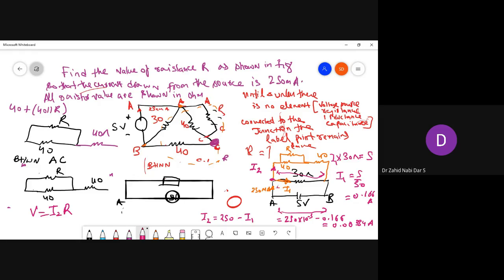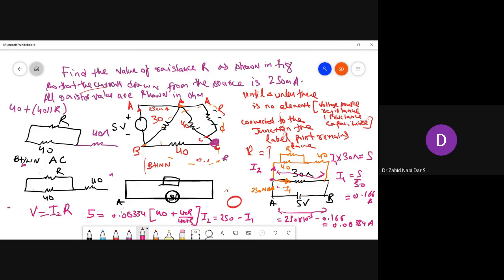Now you want to get the value of R. So this 5 volt would be equal to 0.08334 times the net combination. What is the net combination? Net combination is 40 plus 40R by 40 plus R. If you solve this equation, you will get the value of R. So please remember this point, it is very important.